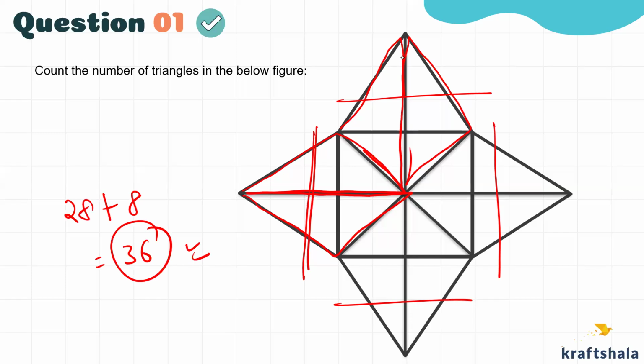Right? So the crux of the story is you just have to first spot the standard figures, count them, then focus on whether there are some triangles which are forming by combination. If there are, add them as well. If there are not, you can skip them.